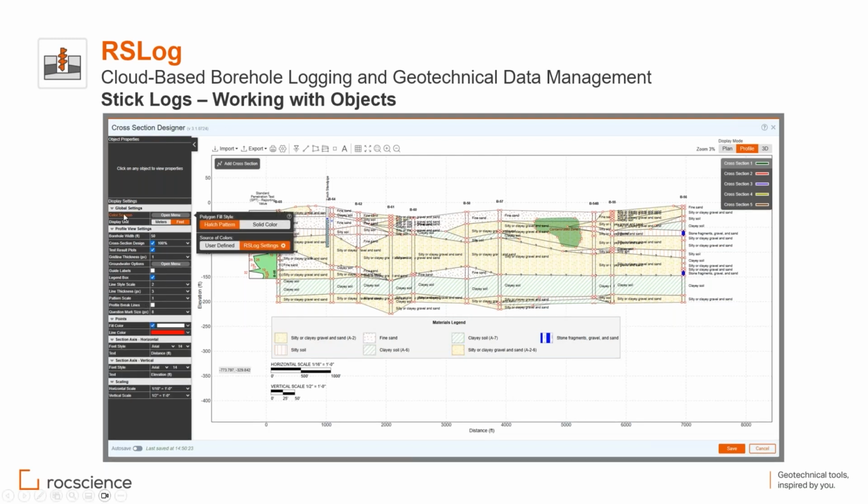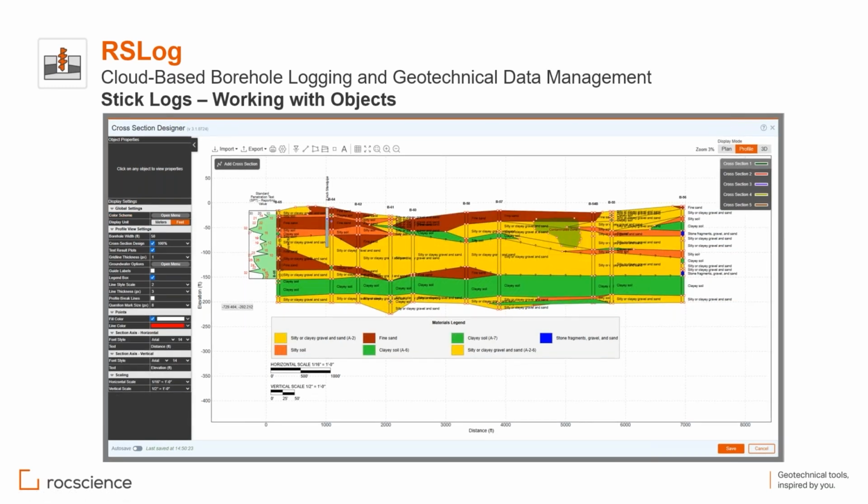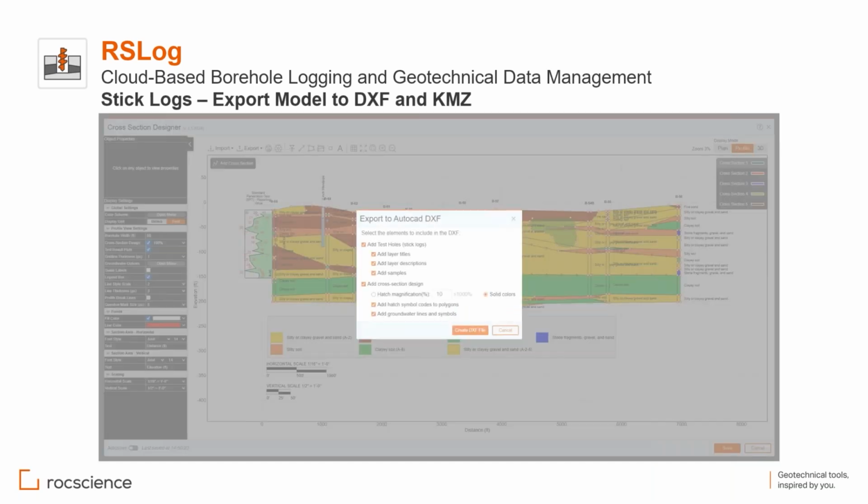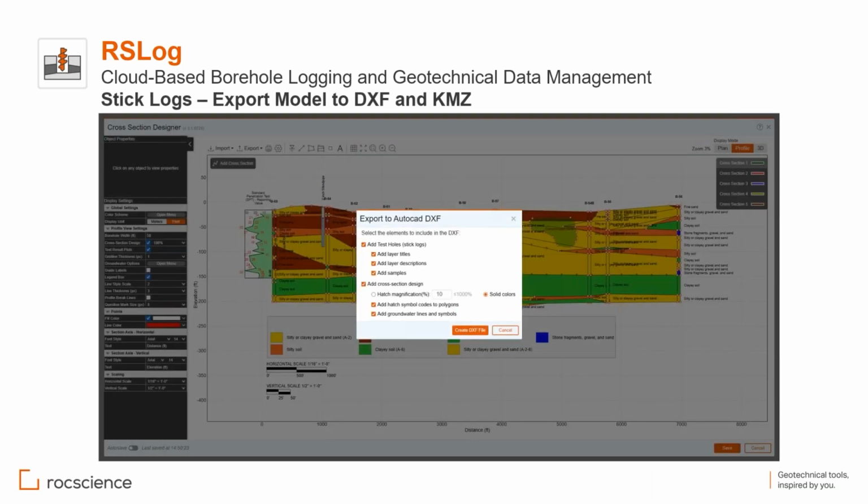Here we have this color scheme, which allows you to switch between hatch patterns and solid colors. Sometimes it's easier to see in solid colors if you're looking for a specific layer with a specific color, and this way it's easier to distinguish that. And then, of course, you can export the entire model to DXF.